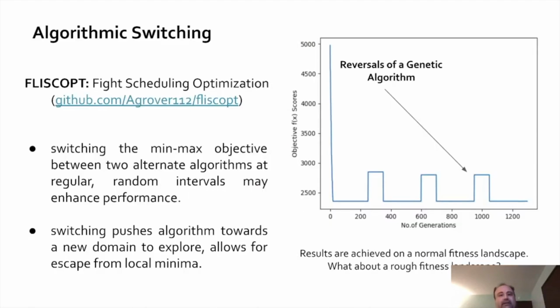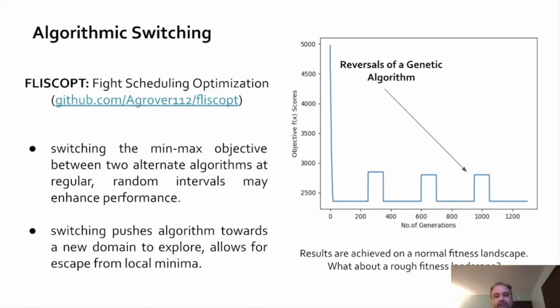That brings us to looking at this in terms of algorithms, not just in terms of biology. In algorithmic switching, which our co-author Ankit Grover developed using the FLISCOPT platform, or the flight scheduling optimization platform, he's looking at using genetic algorithms to capture the switching phenomena and using it as a criterion to improve performance of the algorithm. You're basically taking a genetic algorithm and switching the minimax objective between two alternate algorithms at some interval. It could be regular, it could be random. The idea is to enhance performance by pushing the algorithm towards new domains, which allows it to escape from local minima.